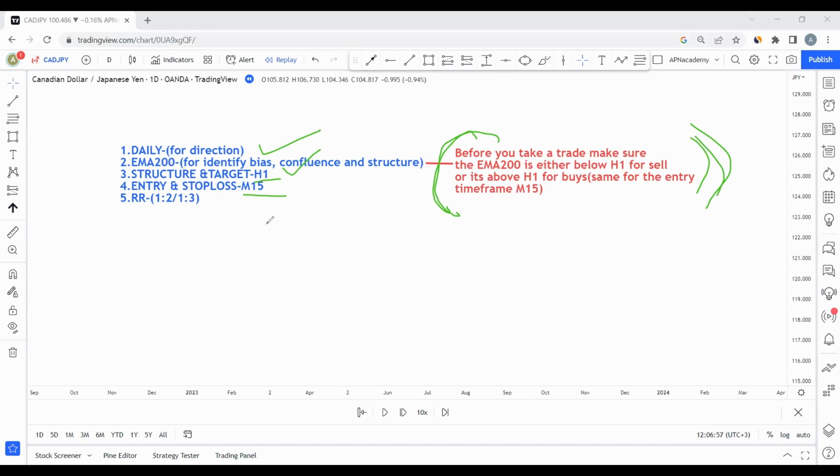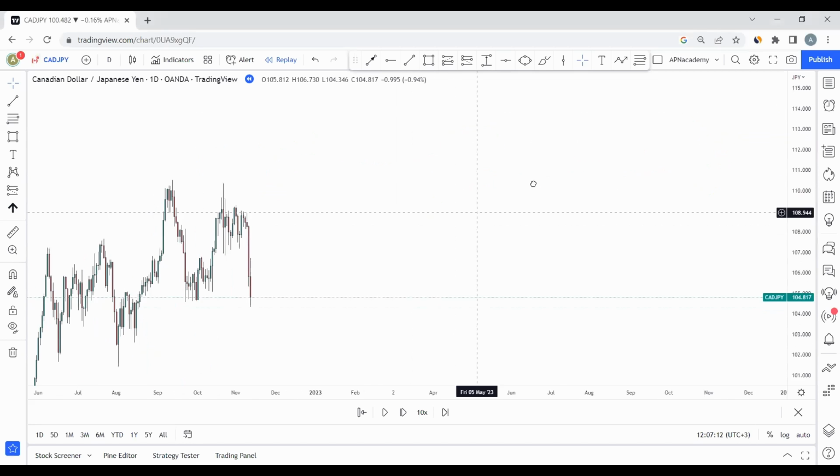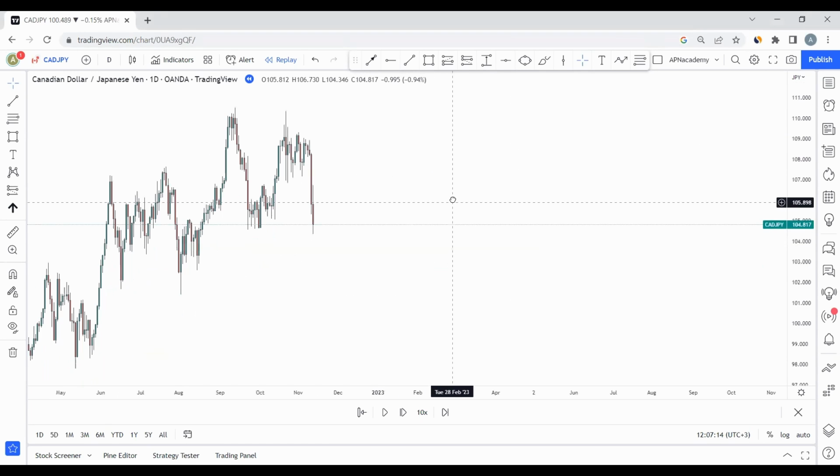It's just helping you to make sure that you have a proper confluence that is going to help you in taking accurate trades. The risk to reward ratio, once again, is 1 to 2, at most 1 to 3, since you don't want to be in the trade for very long. So this is just the rules. Now let's go and try to implement these rules.